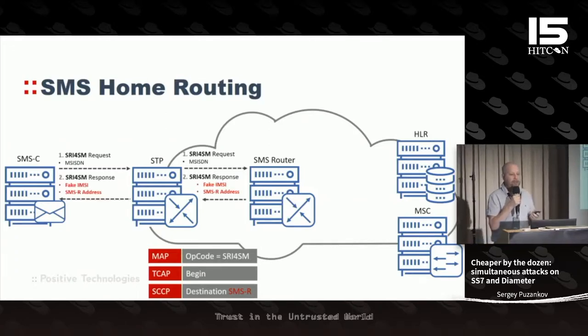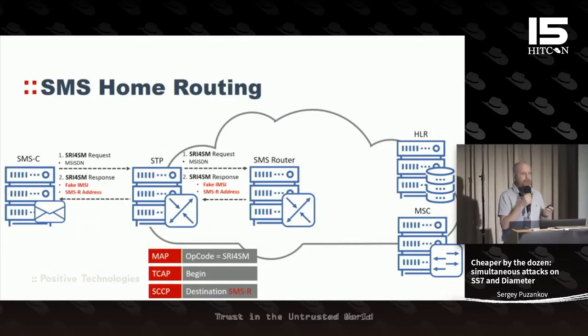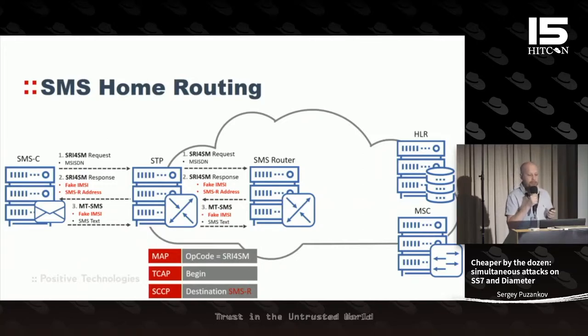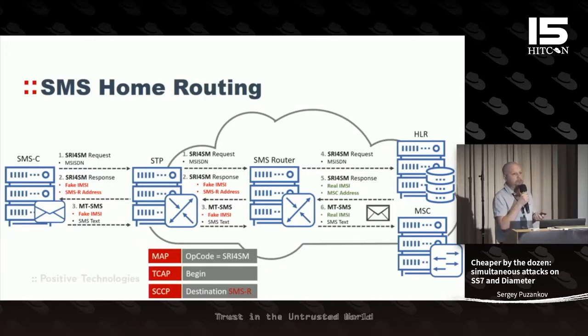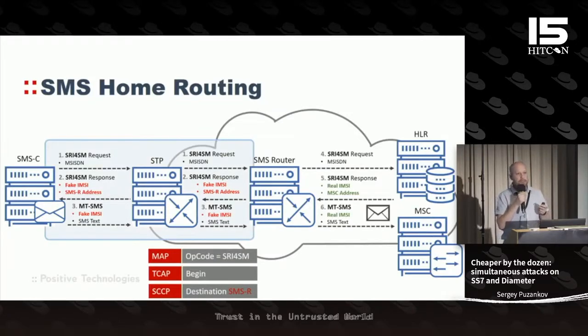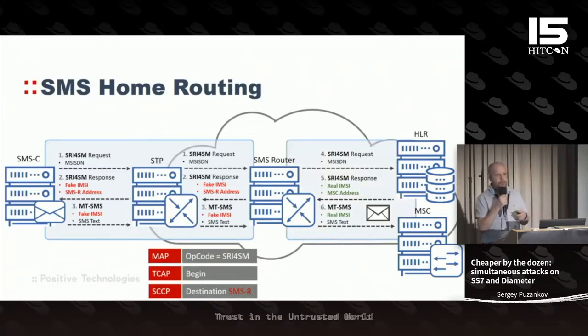The SMS router generates a fake random IMSI and sends it in the response, and also it sends its own address instead of the MSC's address. After that, the SMS center delivers the SMS message to the SMS router. After that, the SMS router correlates this fake IMSI with the original MSISDN and performs one more HLR interrogation process internally in the network. It sends a send routing info for SM request to the HLR. The HLR replies with correct data, and after that, the SMS router is able to deliver this message to the correct MSC. And here we see two different SMS delivery processes. First of them is external, and the second one is fully internal.